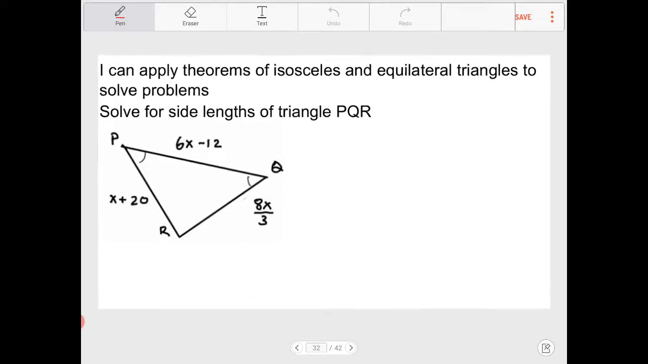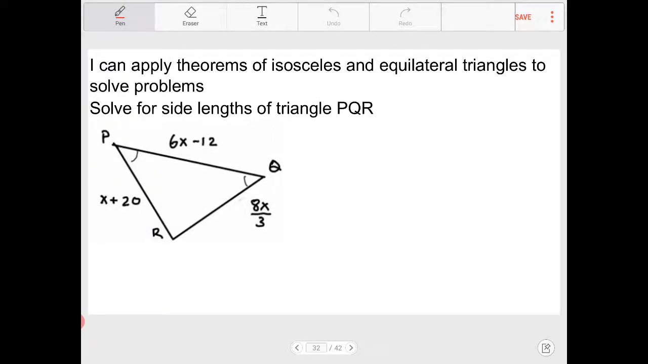Pause the video, see if you can solve the next one here. Again, we're dealing with an isosceles triangle, as the base angles there show you that the triangle has congruent base angles. Welcome back. Now, because the base angles are the same, we can set certain sides equal to one another. Immediately, I can tell that PR will be equal to QR.